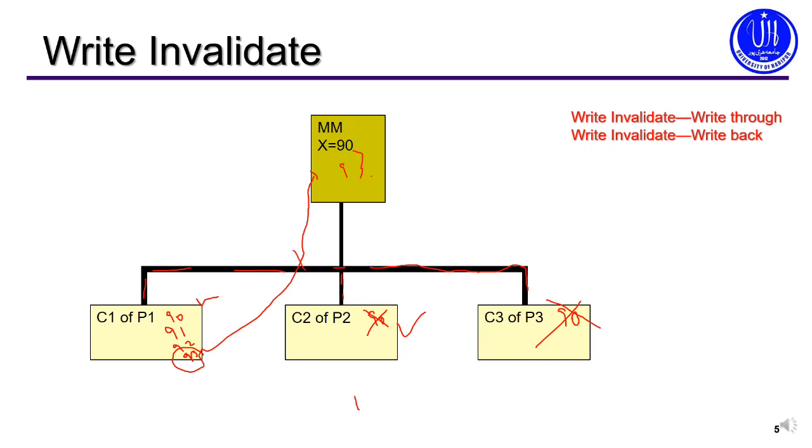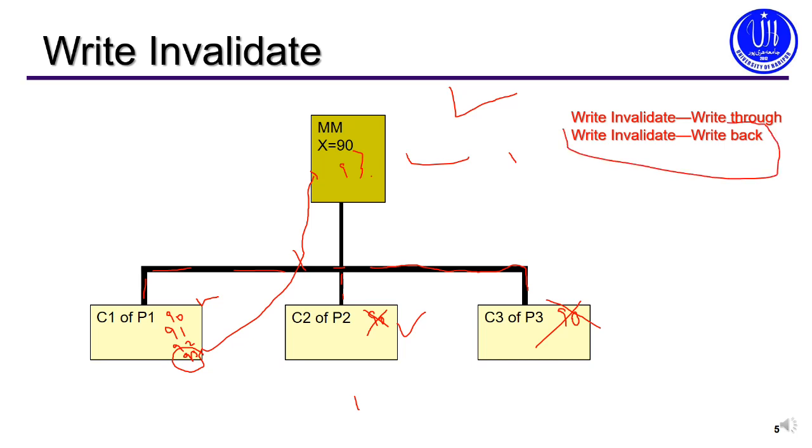because when it changed the value to 91, it did not change in the main memory. When changed it to 92, the value in the main memory was not changed. The value in the main memory was only changed once. So such type of write policy is called write invalidate, write back.